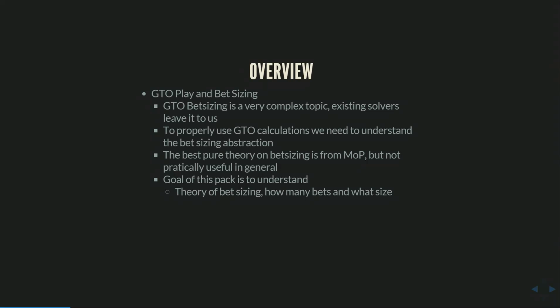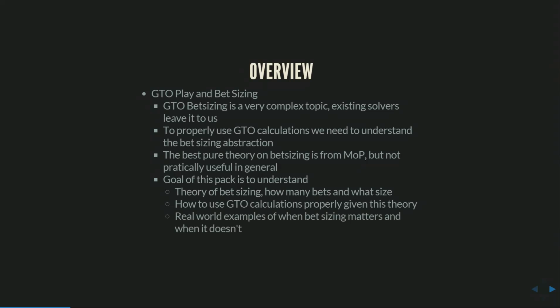So my hope is that by the end of this pack, everyone will understand the theory of bet sizing, how many bets we really need, what sizes are good and why with certain types of ranges and certain types of board textures, how to use GTO calculations properly given this theory, and I'll go through a variety of real-world examples of spots where bet sizing is important, where it will change your EV to use good bet sizing, spots where it doesn't, and kind of a bag of tricks that I'd like to show you guys of examples of how you can use some non-standard sizings to directly win more at the tables.